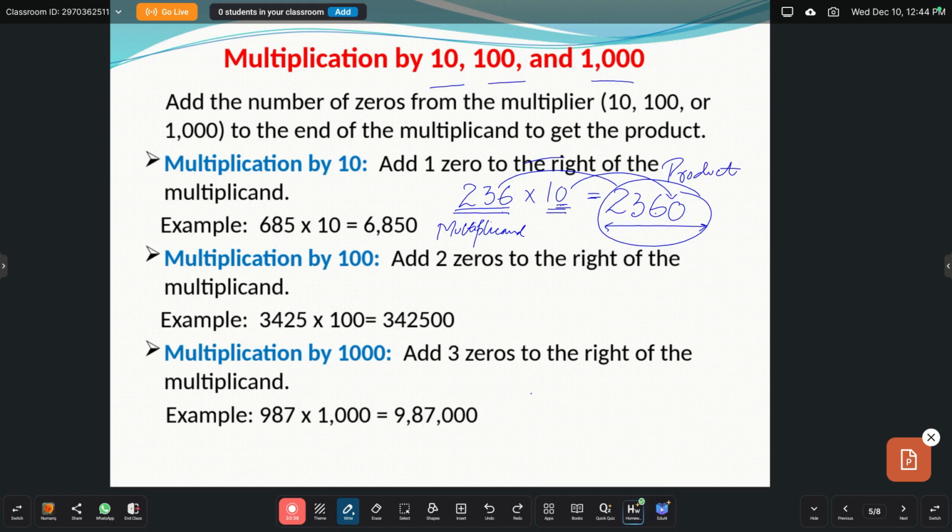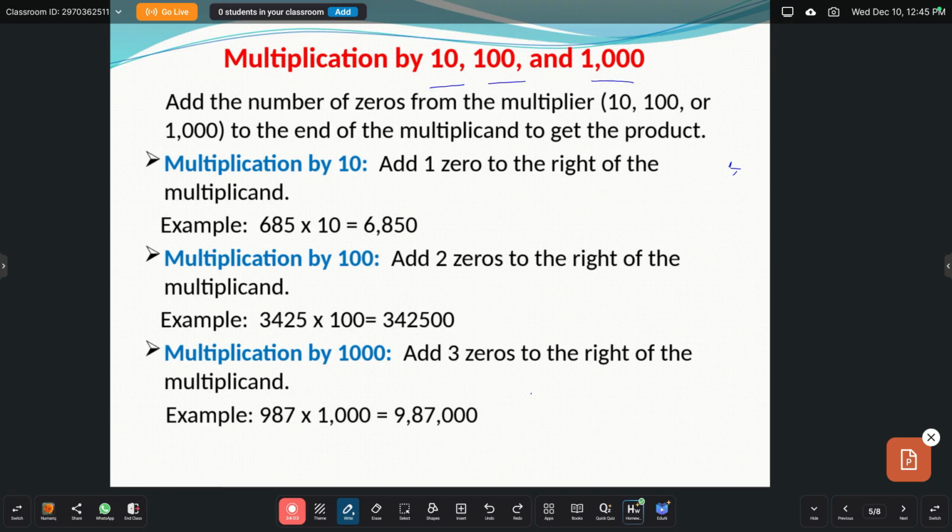Yes. Okay, beta. So it's very simple. If you have to multiply any number by 10, 100, 1000, 10,000, what will you do? You will simply write down the multiplicand and you will add as many zeros as there are in the multiplier. Okay, if the multiplier is 10, how many zeros are there in 10? There is only 1 zero.